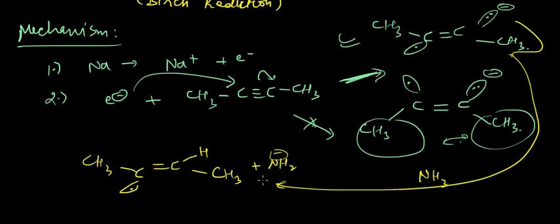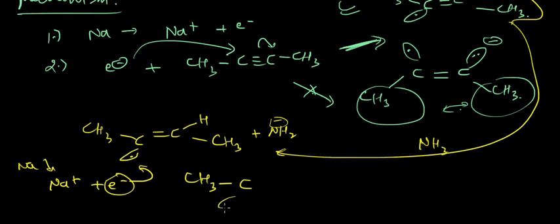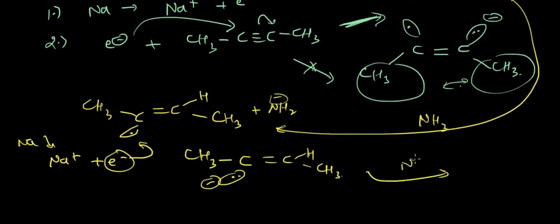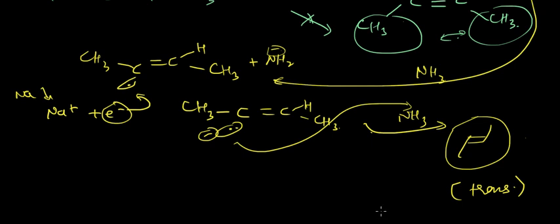Then one more electron would be released from the Na, and as a result this electron will get associated with this carbon atom, and we will again get a negative charge here on C with CH3. Again it will take H plus from NH3, and as a result we will get a trans alkene. So this was the example of Birch reduction.